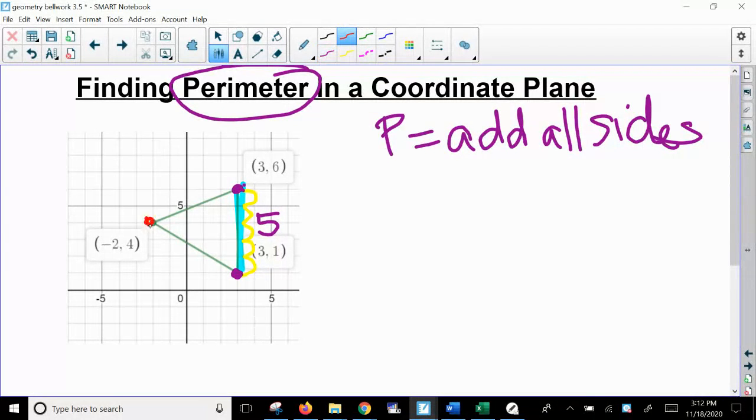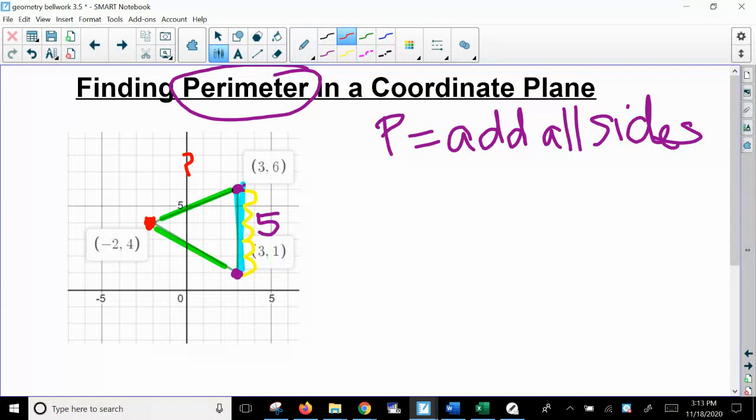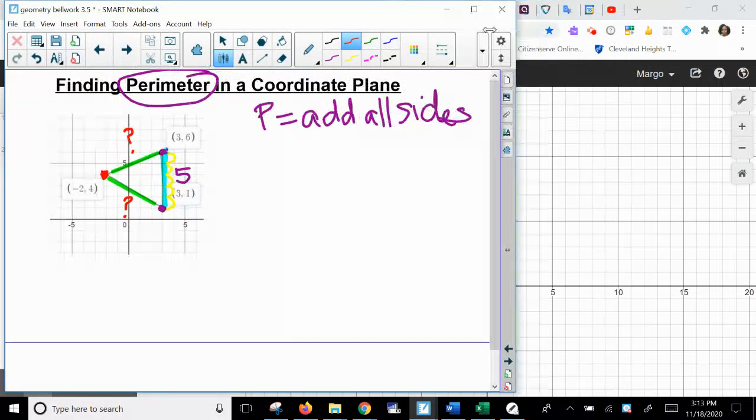Now, over here, this length is slanted right here, and so is this length. So both of those two lengths are slanted. So I have to use the distance formula or Desmos to find those lengths. I'm going to use the distance formula because it's way easier, okay? So if you forgot how to do it, I'm going to show you.